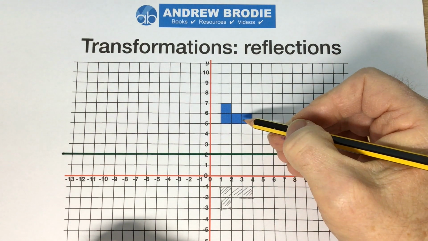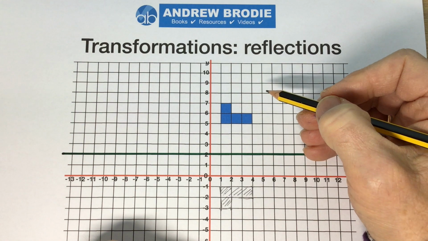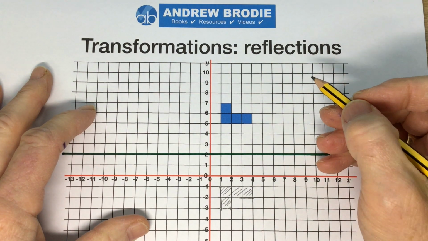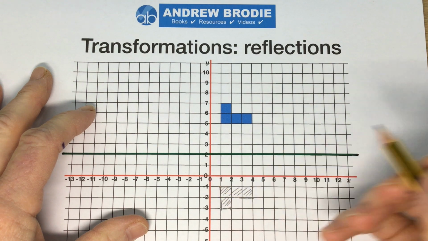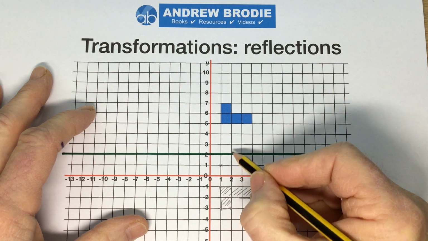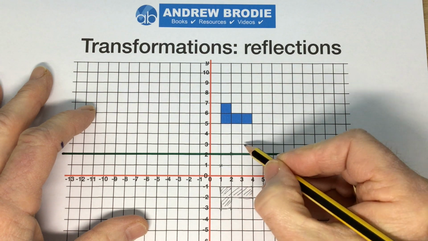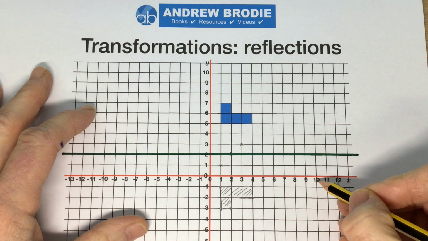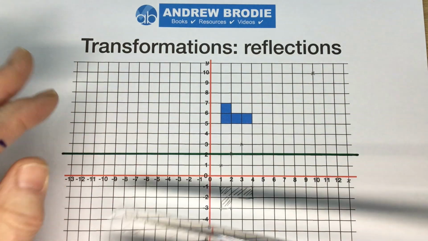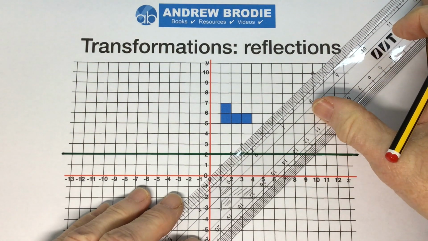Now, what if we wanted to reflect that shape in the line y equals x? Now, remember that the line y equals x is where the y value matches the x value. So let's look at that. So x is 1, y is 1, x is 2, y is 2, x is 3, y is 3, x is 10, y is 10. So we've got enough points there to be able to draw the line passing through the origin.